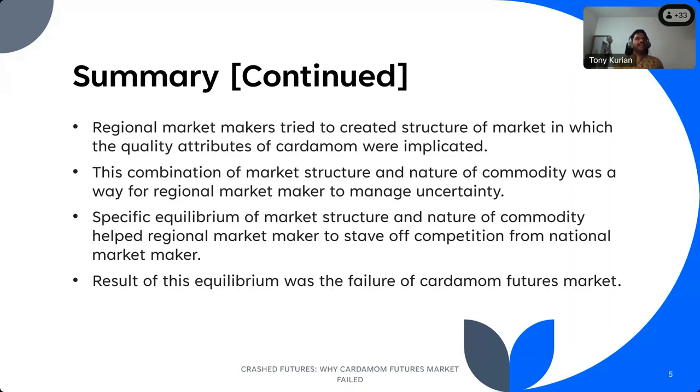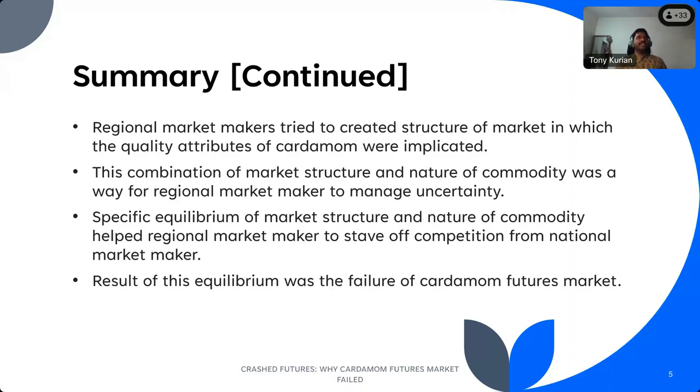And as a side note, let me also tell you that 75% of futures contracts in the world usually fail, by which I mean liquidity dries out and it gets abandoned, right? And that's true in India.